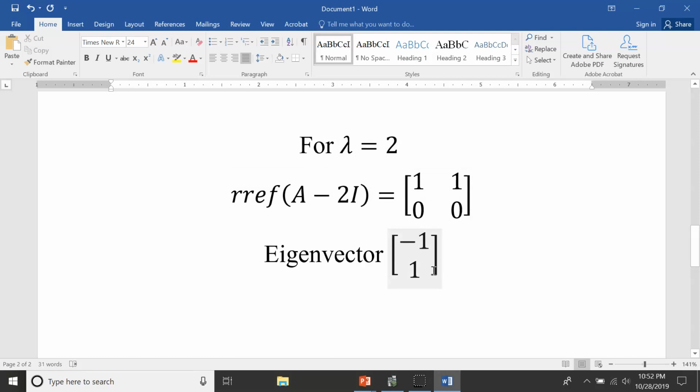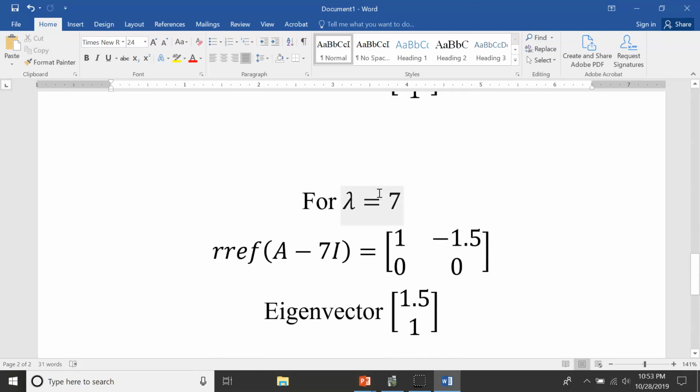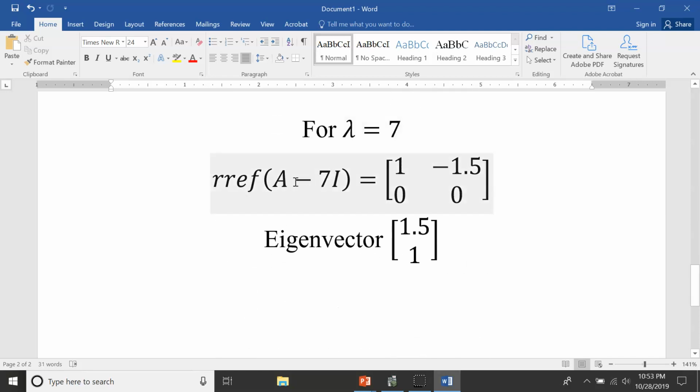We find this eigenvector. Again, row reduced echelon form of A minus 2I. We're solving essentially the null space of A minus 2I. So x1 is here, x2 is free. So I let x2 be anything you want. x1 has to be negative 1 times x2. So there you go. There's an eigenvector for lambda equals 2. When you do 7, you go A minus 7I. Row reduce that, you get 1, negative 1.5, 0, 0. So the eigenvector is 1.5, 1.